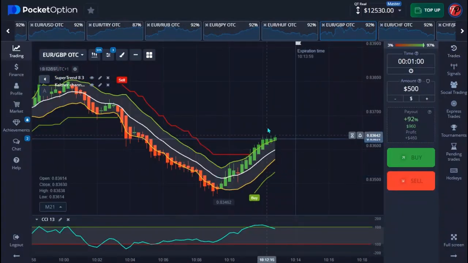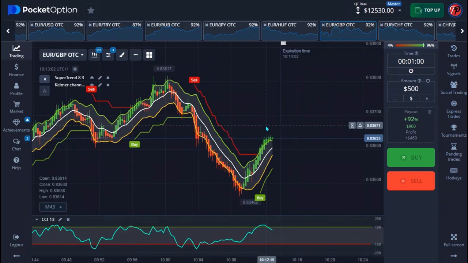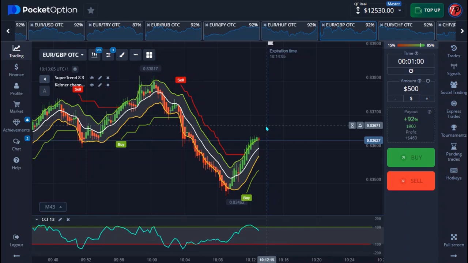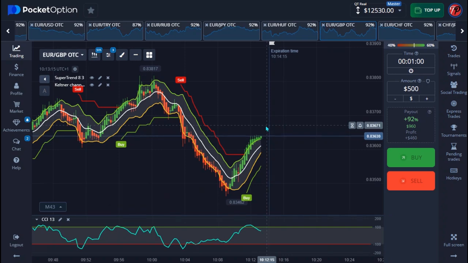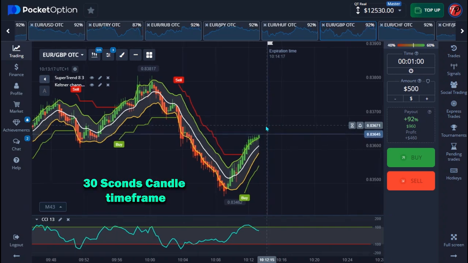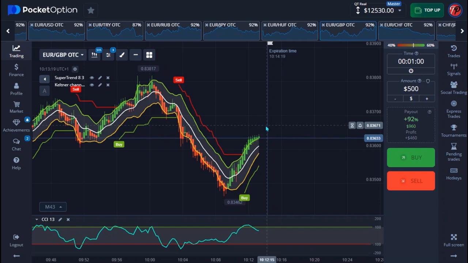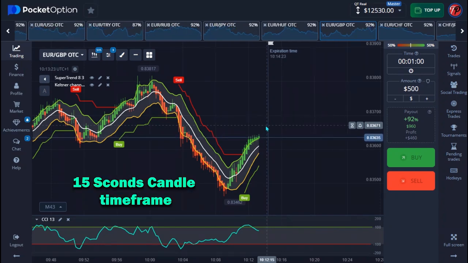So that is where I'm going to stop on today's video. I hope you actually understand how this works. It's a very powerful strategy. It works better with a smaller time frame. So if you want to try it, make sure you try it with 15 or 10 seconds, or you can actually try it with 30 seconds to see which one works best. But I've actually tried it and I see that it works better on a smaller candle time frame.